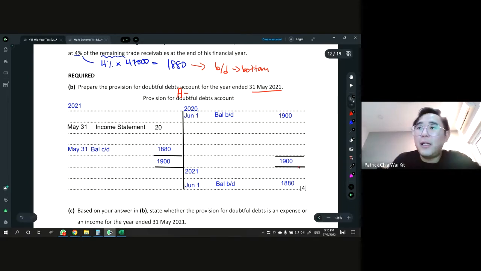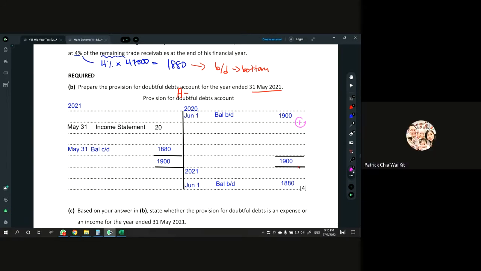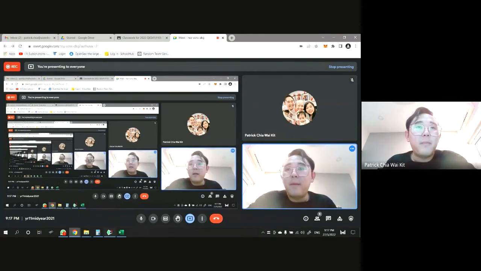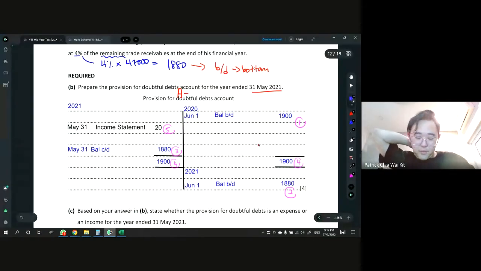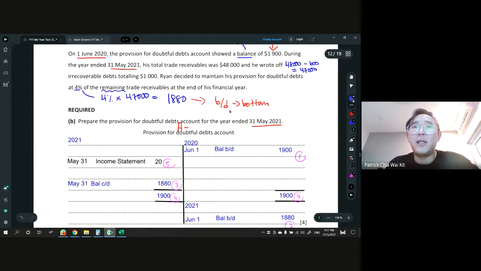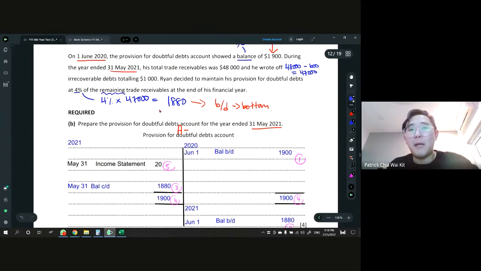Technically, let me write down the step by step. Our step one is given by the question, the first balance BD. Our step two, do the calculation. I hope I did not miss out any of the parts here. Just a quick one again, our step by step for PFDD. Step number one is given by the question, the first information. Then the bottom balance BD is the one that we find using the formula, TR times the percentage. But because there's a bad debt here, we have to minus first. Then we get the remaining TR, then only we do a PFDD.